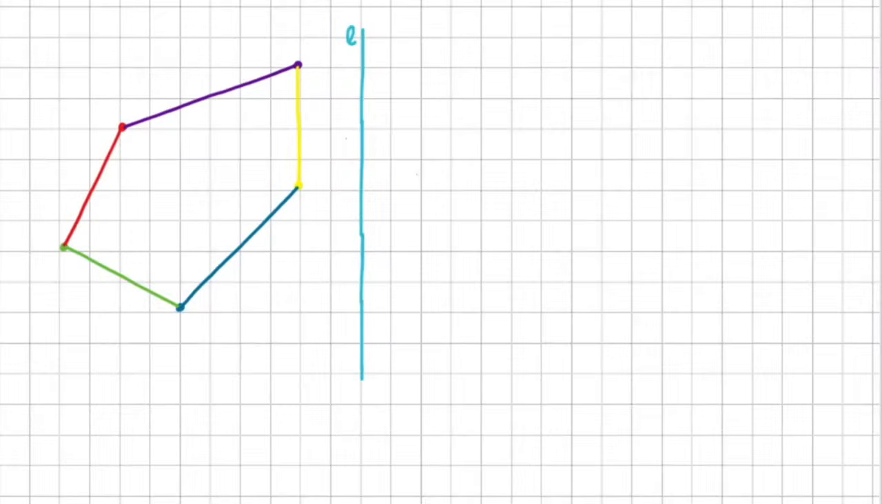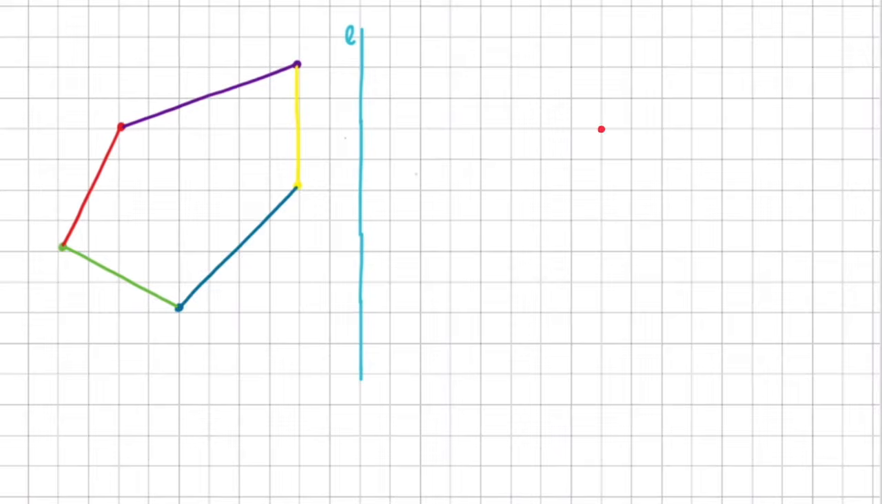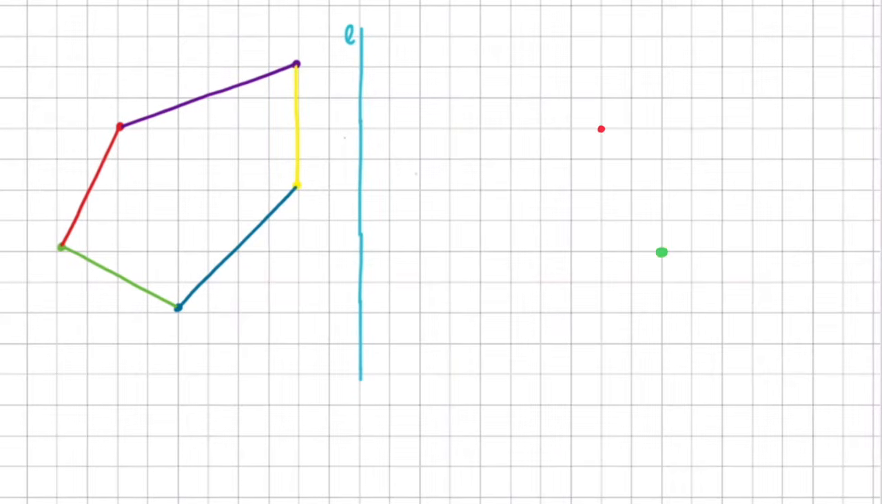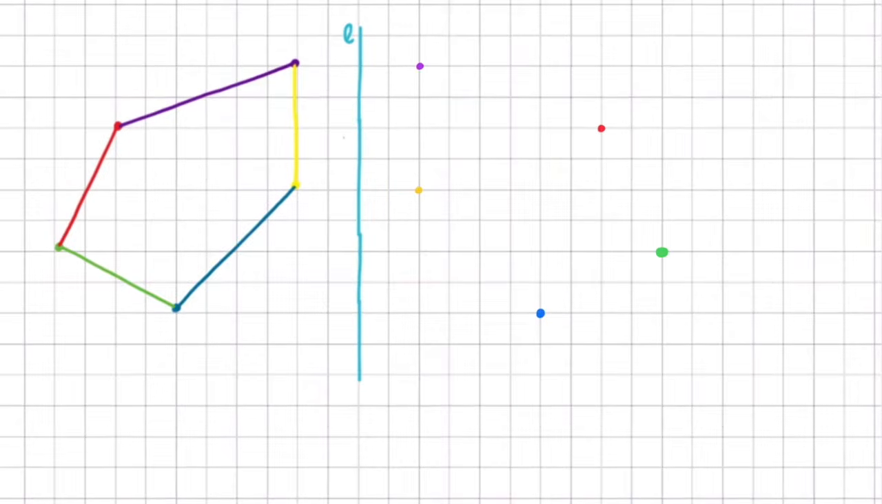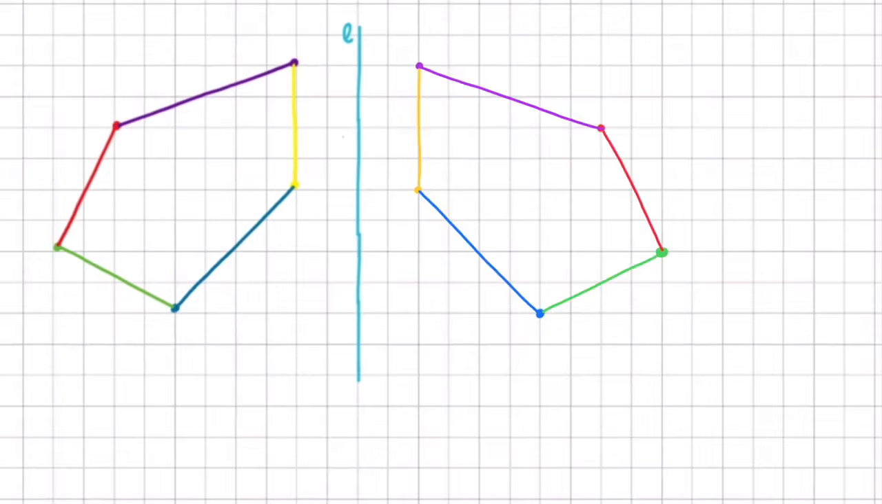Since point A is 8 units from the line to the left on the original figure, I'm going to put point A 8 units to the right of the line for the reflection. And I'll use that same strategy for finding the locations of the points for the reflection of the original figure. Now that we have all the points for the reflection, we can fill in the lines and you can see the reflection. The reflection is on the right, the original figure is on the left.